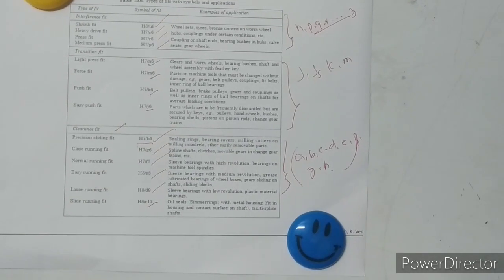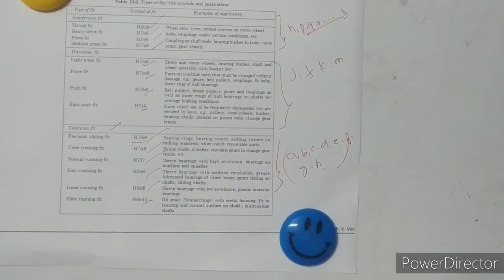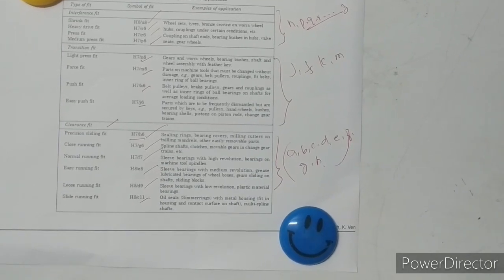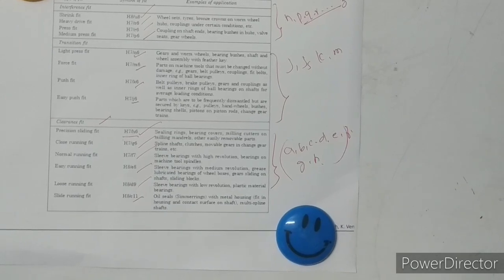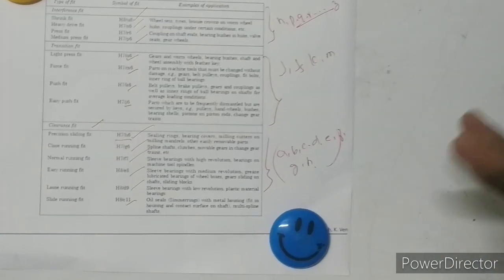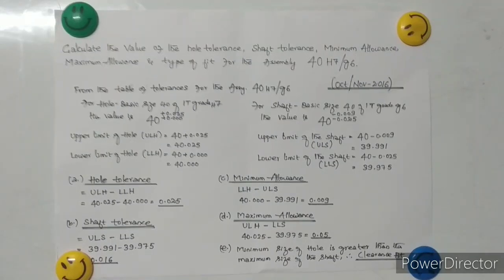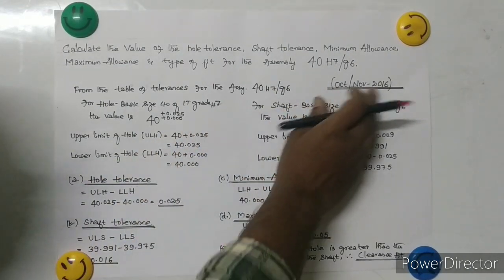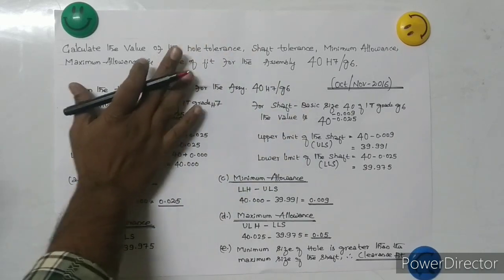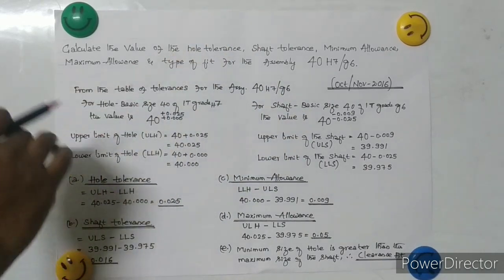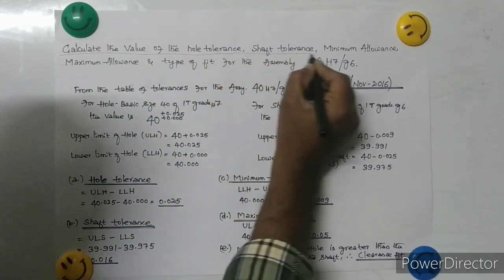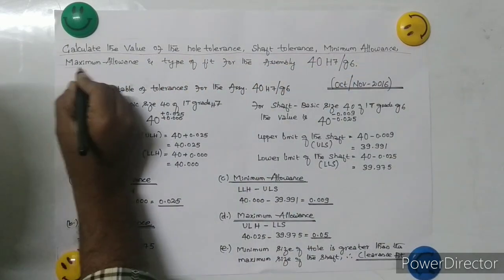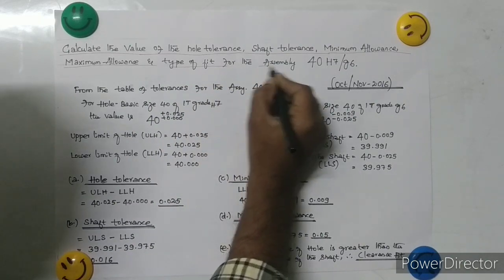Let us move on and see some numericals which appeared in previous question papers, which I have taken as an example, and I am going to solve the problems. Let us solve the numericals. This one I have taken from the October November 2016 question paper. You will get numericals like this. What is it? Calculate the value of the hole tolerance and the shaft tolerance, the minimum allowance and maximum allowance, and the type of fit of the assembly.